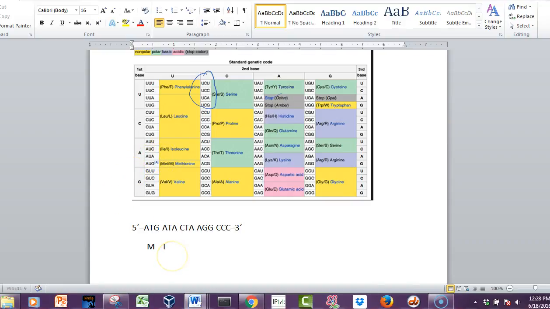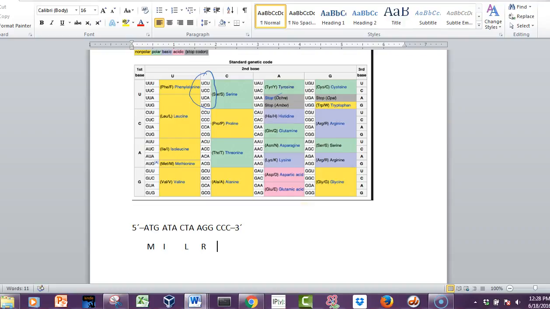Then get down here to CTA. Up here that would be CUA. CUA is L. AGG is... A is the first letter. G is the second letter. G is the third letter. That's arginine, and that's R, so it's not A.